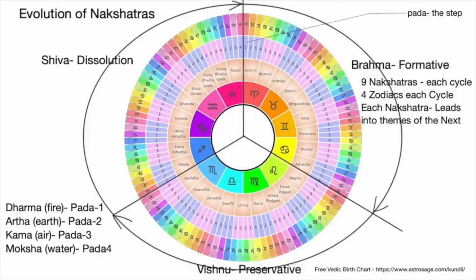The 3, 7, and 11. And the moksha, or the water signs, will have the sign of Cancer, Scorpio, and Pisces, the water elements. So these will be common to every nakshatra. Every pada will have these kind of steps. We shall see the steps.